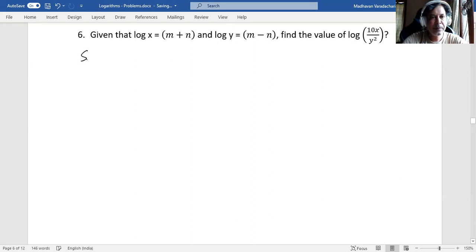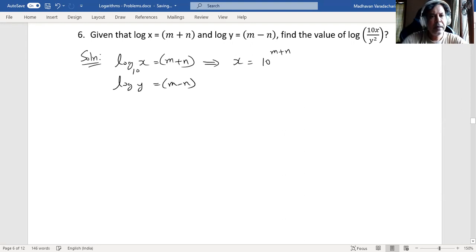So first of all, whatever is given, we'll write that equal to m plus n. When the base is not given, it is considered as base 10. That means I can write this exponentially as x equal to 10 to the power of m plus n. Similarly, log y, which is given as m minus n, considered to be base 10, can be written as y equal to 10 power m minus n.